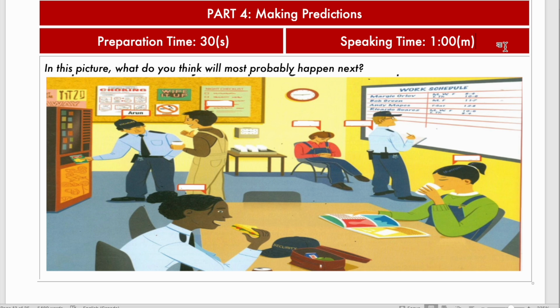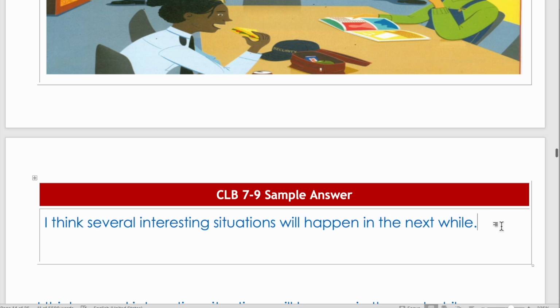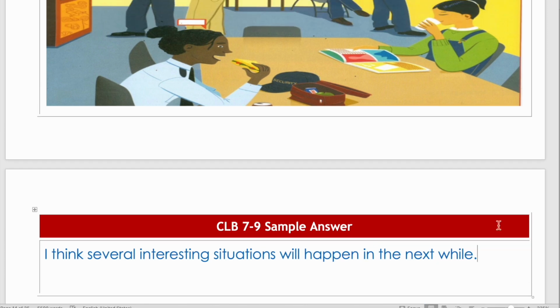So here we are. Here we have the picture. And yes, like we said, we need to organize. And in this analysis, we're going to try to build an answer that is more suitable for levels 7 to 9, okay? And for that, we're going to try to use stronger language, stronger expression, and maybe some good ideas that we can build. Okay, so let's get started. First, let's introduce the question, okay? I think several interesting situations will happen in the next while. So nothing major here, everyone. There's no major idea. We just want to make sure that we introduce the question, okay?